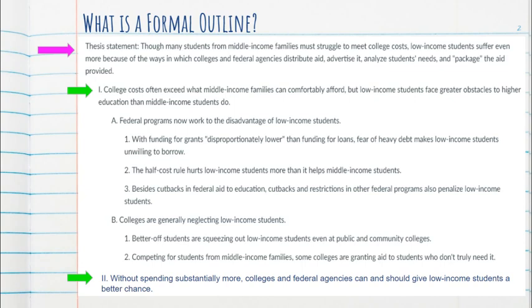Under each Roman numeral with the main point, and indented to the right, are the major supporting details, which are introduced with capital letters, capital A, B, C, and so on. These also line up with each other in your outline. Each main point should have multiple major supporting details.